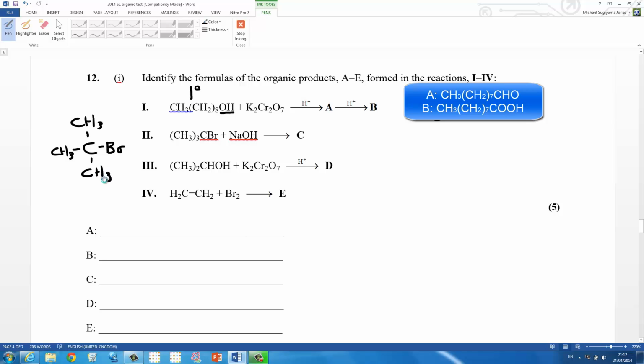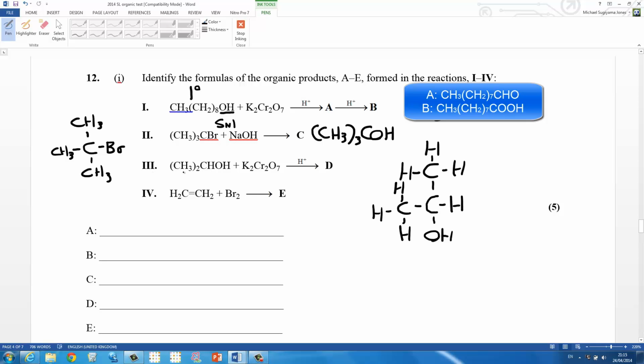And we're going to react with sodium hydroxide, so we're going to have a nucleophilic substitution reaction, and because it's tertiary, it's going to be an SN1 reaction, and it's going to react to form a tertiary alcohol. So the condensed formula would be (CH3)3COH. And that's the formula for the tertiary alcohol that's produced.